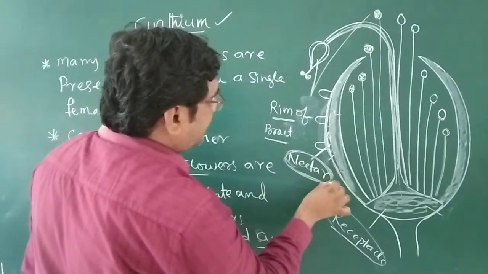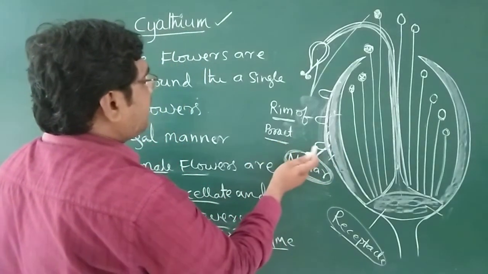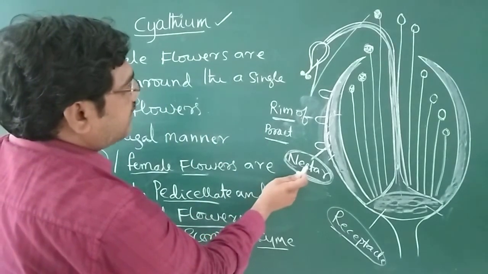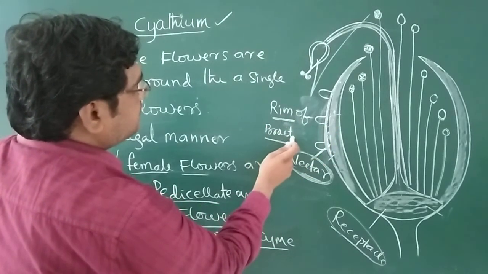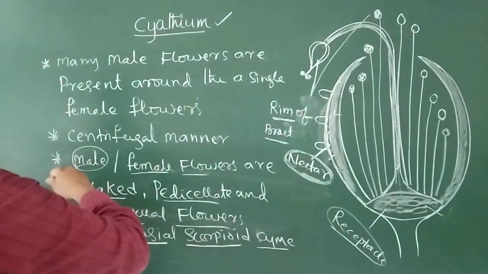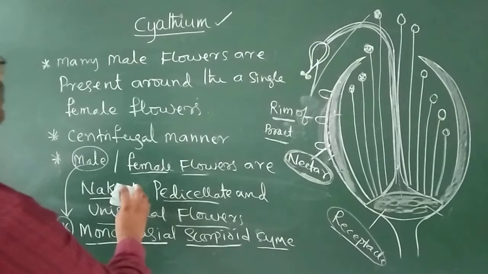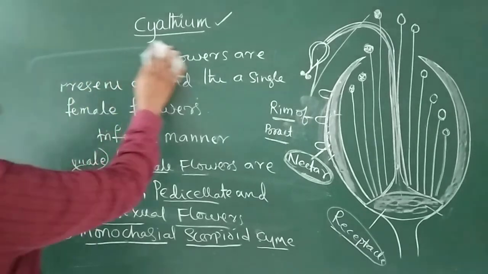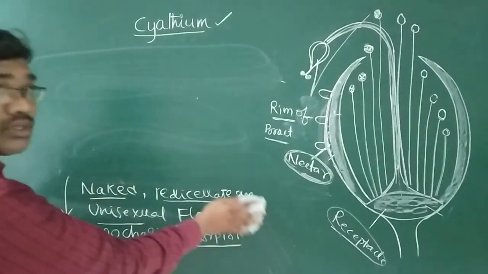Nectar secreting glands present on the rim of the bract are the main character of the Cyathium inflorescence. Okay? So nectar secreting glands are present on the rim of the bract of the involucre in Cyathium. This is the most important character in Cyathium inflorescence. These are some characters of Cyathium inflorescence, observed in Euphorbiaceae family members.